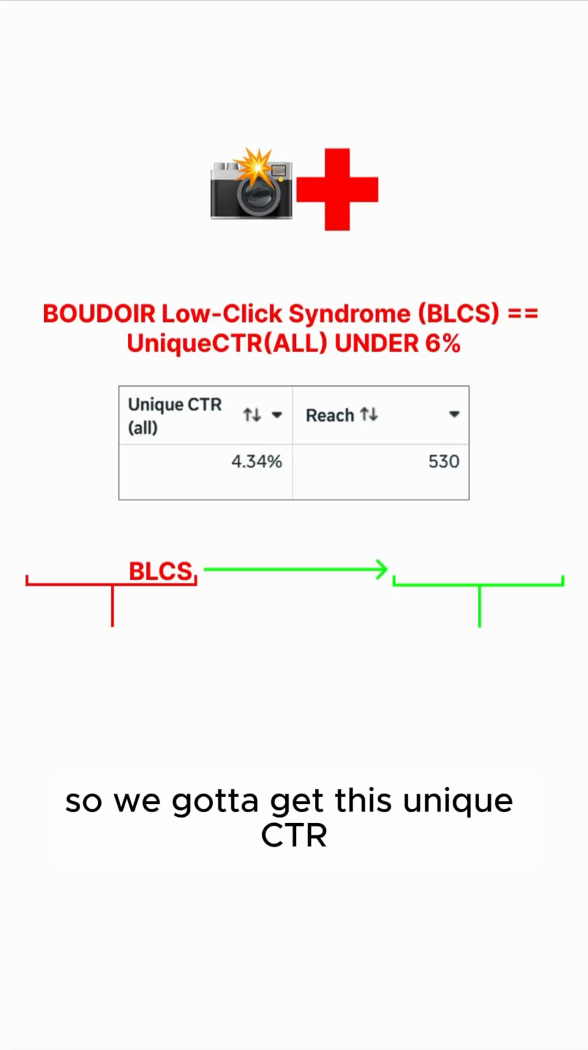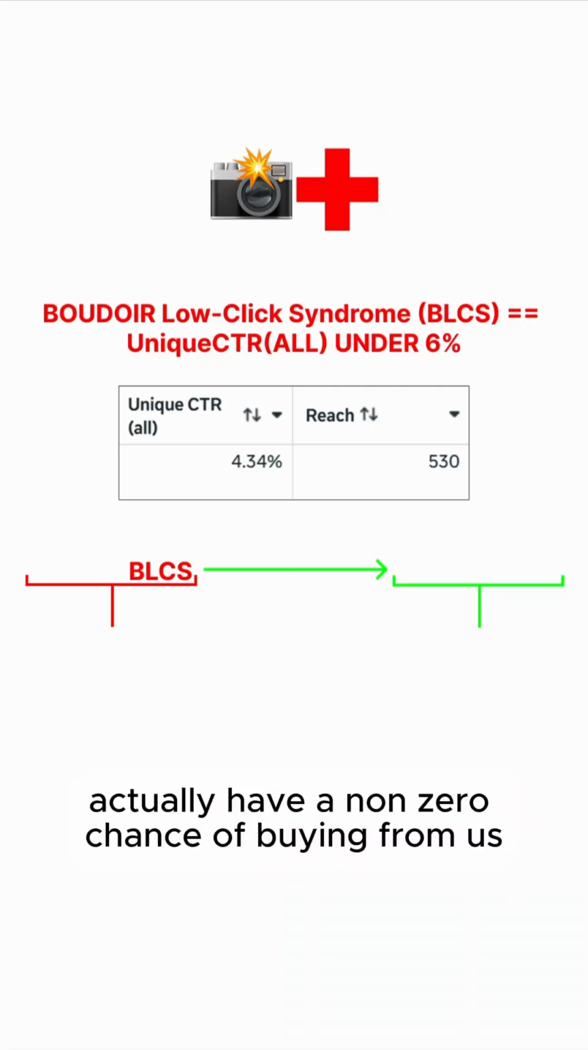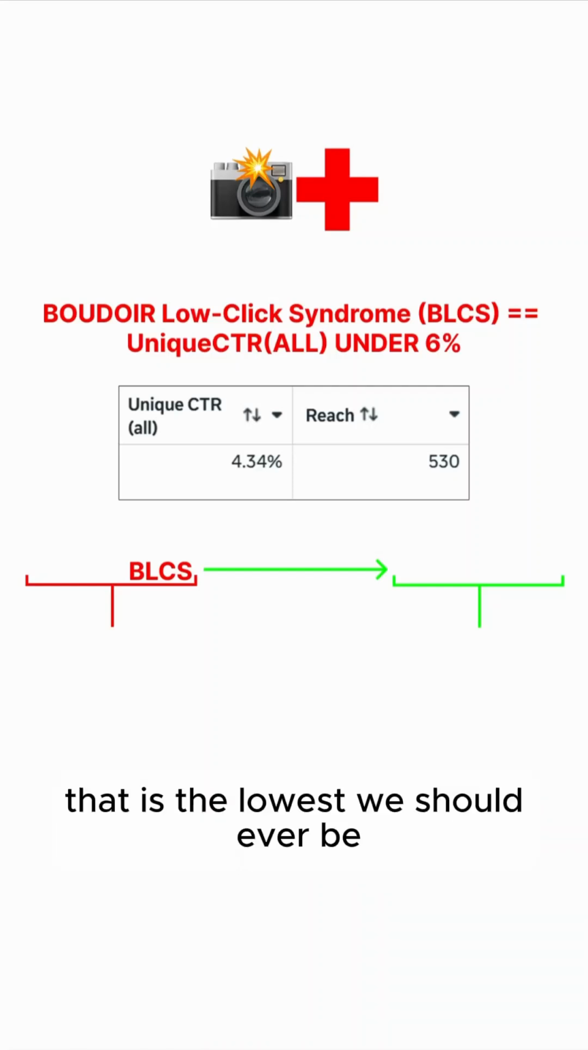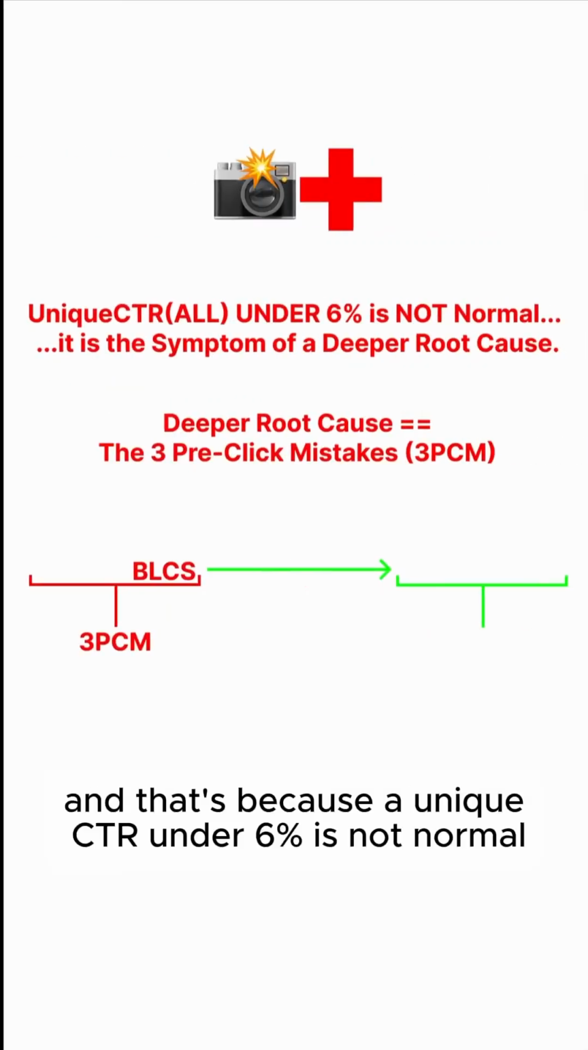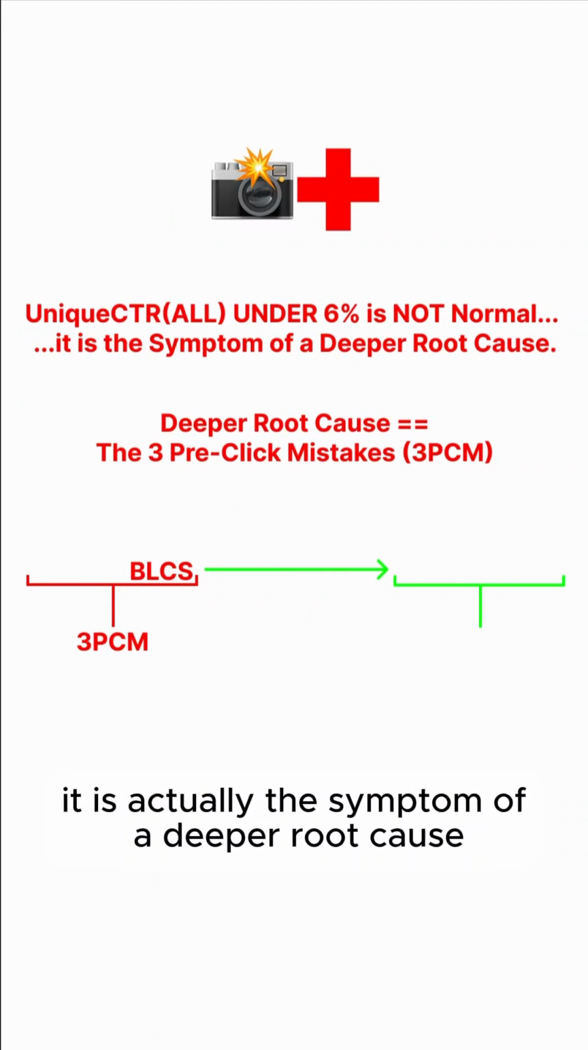So we gotta get this unique CTR number up as high as possible, so we maximize the number of women who actually have a non-zero chance of buying from us. And we got to get above 6%. 6% is literally the minimum. That is the lowest we should ever be. And that's because a unique CTR under 6% is not normal. It is actually the symptom of a deeper root cause.